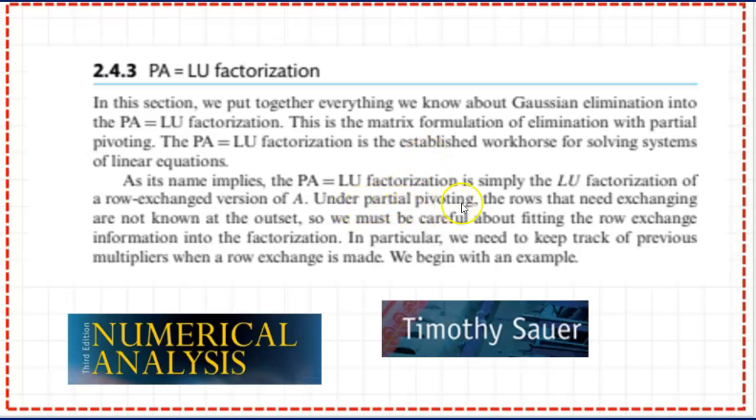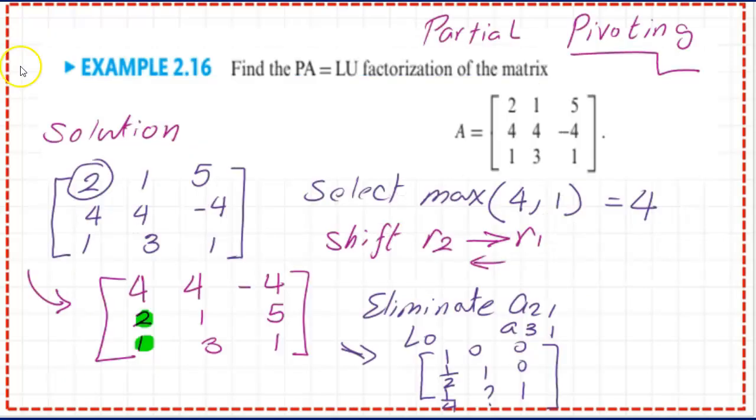I quote, under partial pivoting, the rows that need exchanging are not known at the outset, so we must be careful about fitting the row exchange information into the factorization. For the next slide, we have example 2.16 for partial pivoting. The requirement is to find the PA equals LU factorization of the matrix. This matrix A is a 3 by 3 matrix, we have 3 rows and 3 columns, and the elements of that matrix are 2, 1, 5, 4, 4, minus 4, 1, 3, 1.